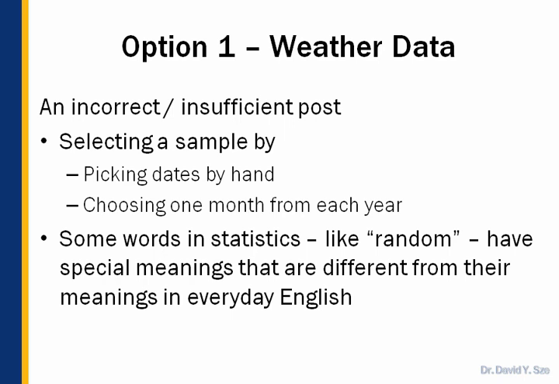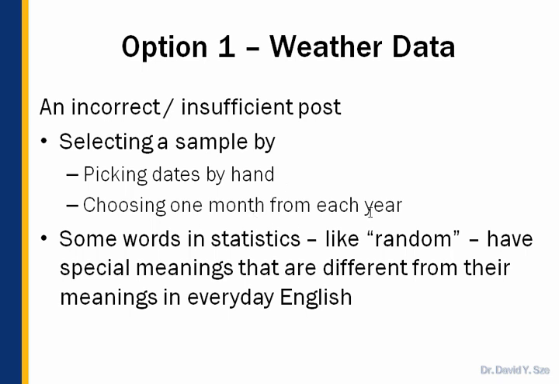In option 1, you are to select some months from the large weather data set. Here are two ways that are unacceptable. You cannot just pick random months by hand. You can't say, let's pick December of 1937 and May of 1969 and December of 1971. You cannot go through and just pick dates by hand. That is not a random sample.